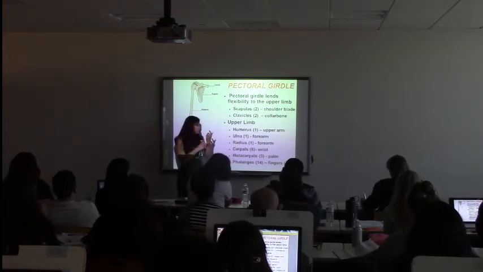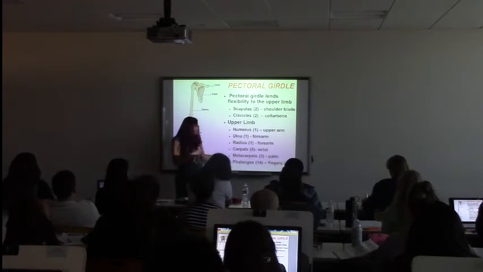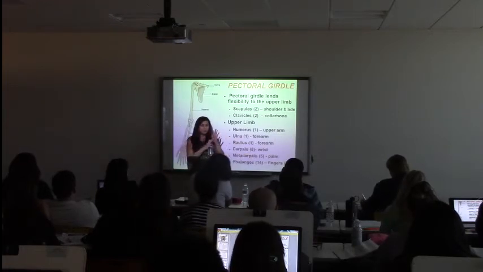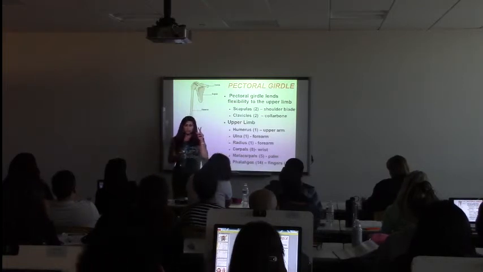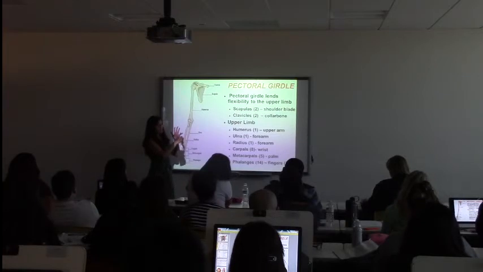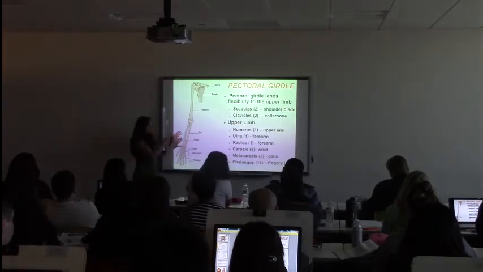Carpals, there are 8 small bones, which make up your wrist. Metacarpals, there are 5 bones, which make up your palm. Phalanges, which are 14, which make up your 5 fingers. Because each finger has 3 phalanges, and your thumb only has 2.